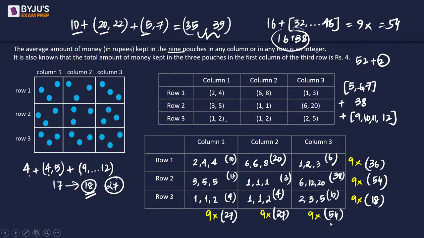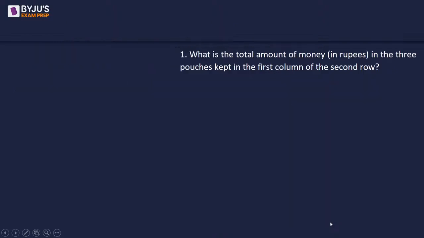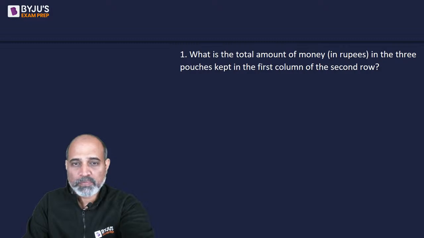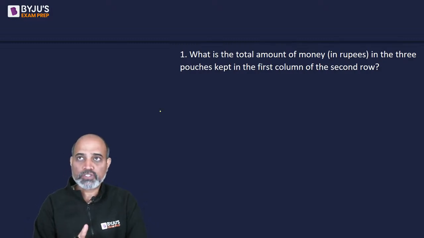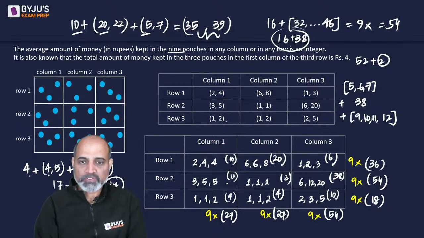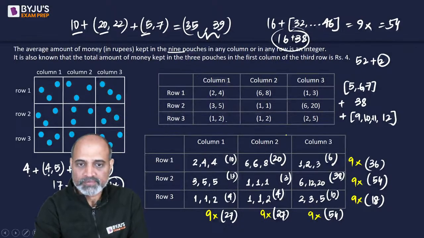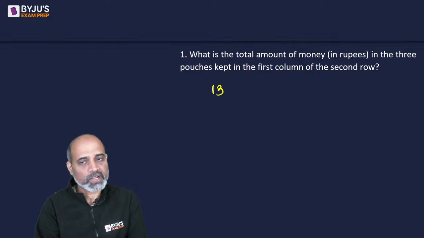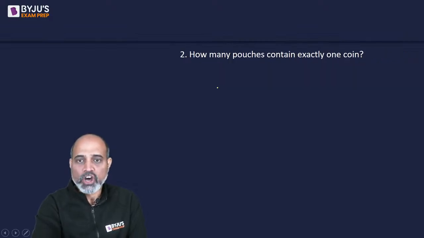So once we have figured out the amount in each of the 3 pouches in every cell, we can proceed with the questions. So the first question says, what is the total amount of money in rupees in 3 pouches kept in the first column of the second row? So first column of the second row, it's 13.